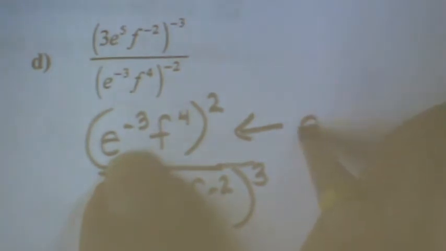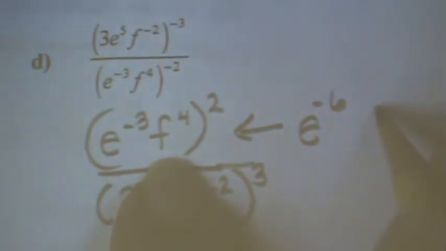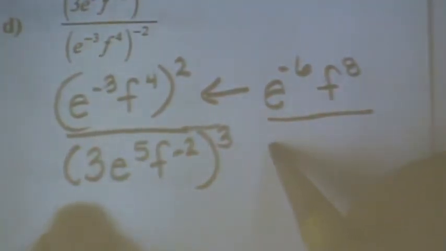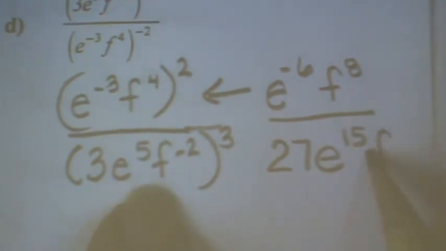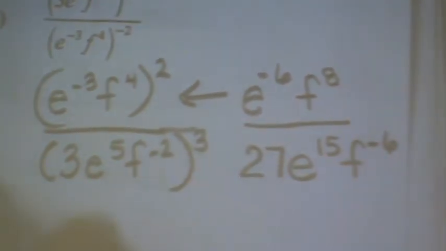Now let's square each of these. So we have e on top. This is going to become e to the what? -6. F to the 8th. And then in the bottom, we have 3 cubed. What's 3 cubed? 27. E to the 15th. And f to the -6. Okay, now deal with the negative exponents.